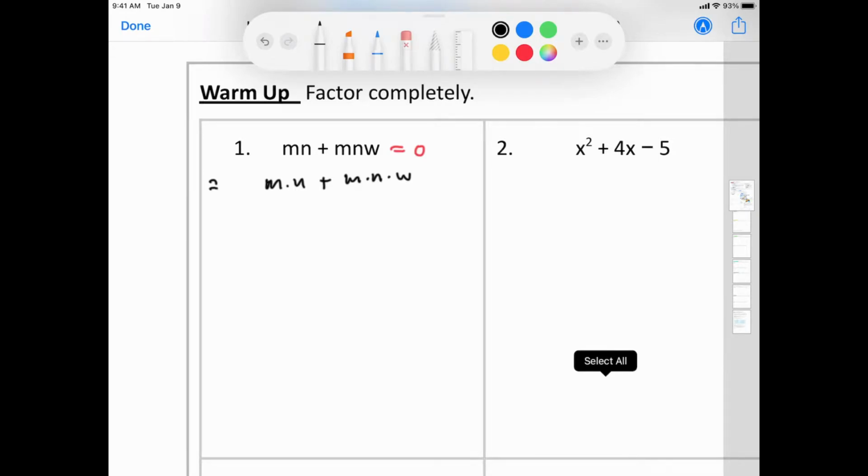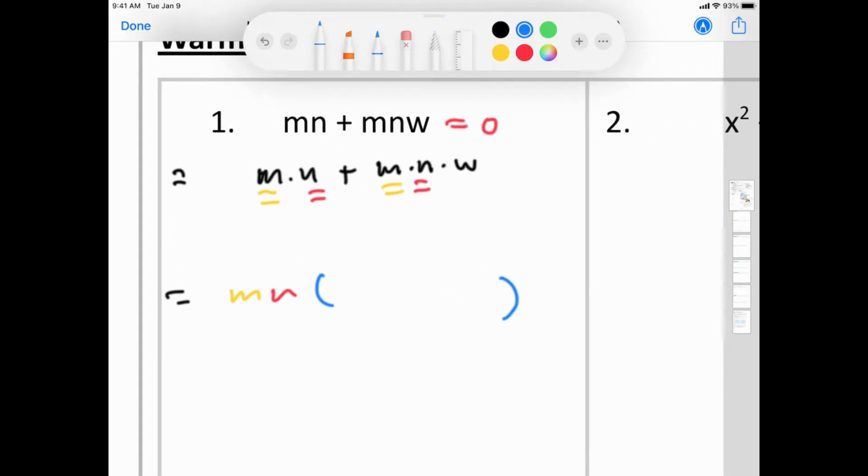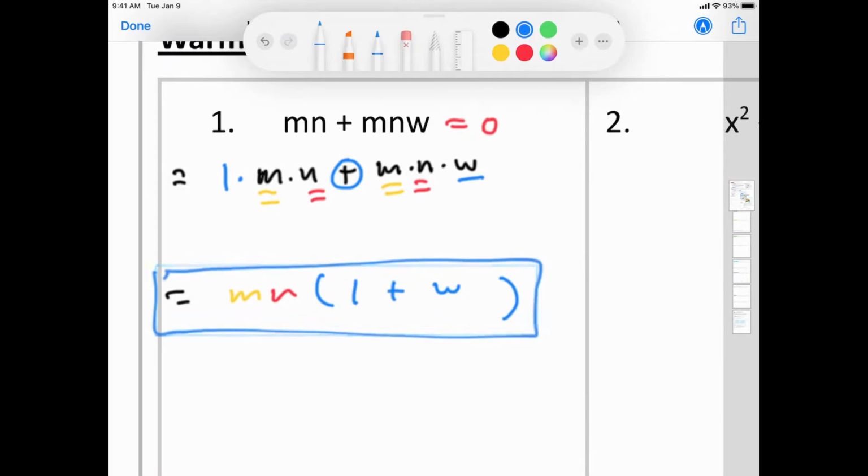Now, you'll notice that they have a what in common? An m, and they also have an n in common. So we call this to factor out. I'm going to have this m and this n on the outside. Now pay attention. On the inside, up here, there's nothing left, so I'm going to put a 1 here. So that would be 1 plus, there's the plus, and then this one is w left. So here in this problem, all I had to do was just the greatest common factor.